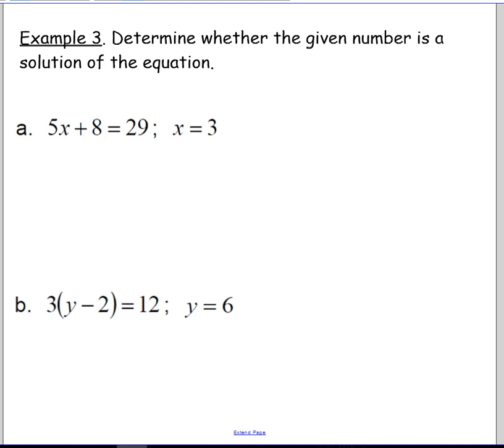So for our first example, we have 5x plus 8 equals 29, and we need to know, is 3 going to make that a true statement? Are we going to get 29 equals 29? So 5x, we know, means 5 times x, and we're plugging in 3 now. So 5x plus 8, does that equal 29?